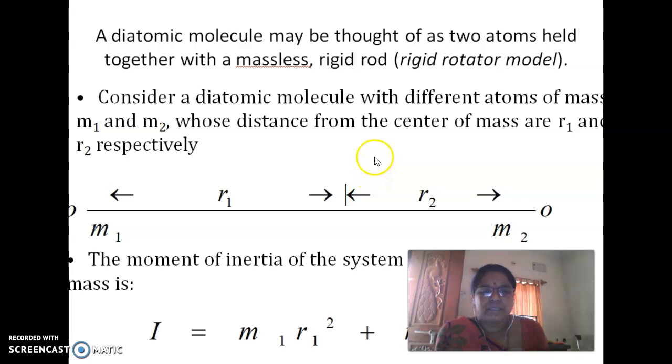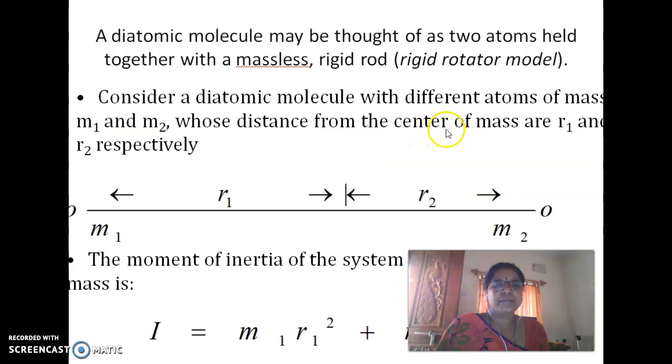Here we are going to explain the rigid rotor. A diatomic molecule may be thought of as two atoms held together with a massless rigid rod, simply called the rigid rotator model.